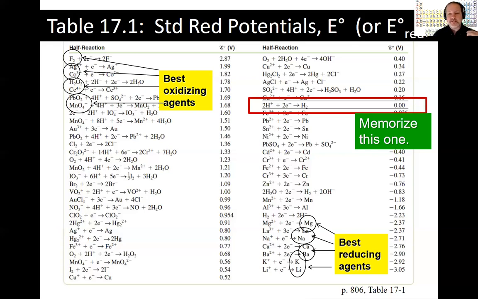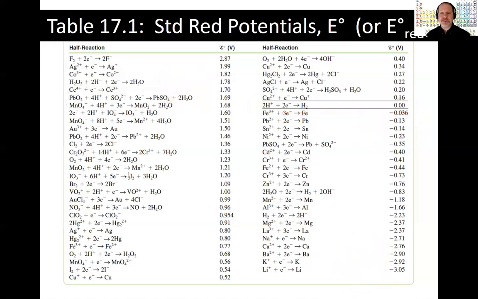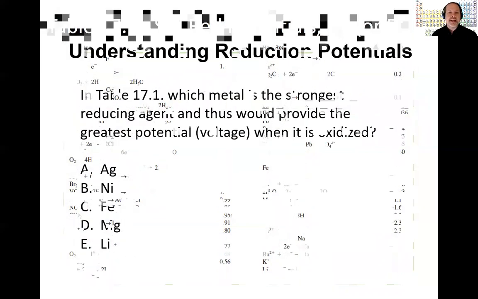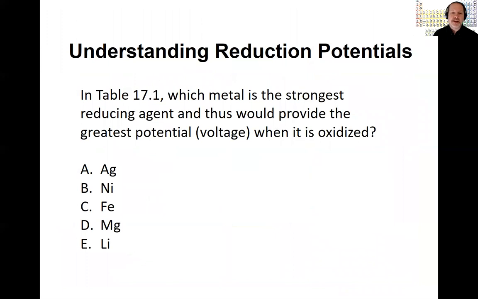Because the way that they're written right now, those metal ions produce the negative voltage. That is unlikely. Why? We're going to have to see the connection between voltage and free energy, and we will in just a few minutes. So this table is an important one to understand, so I leave it here for you to see it in all its glory. Now, we can ask questions like, which metal is the strongest reducing agent, which means it wants to be oxidized, and thus would provide the greatest potential voltage when it's oxidized? Which one of these metals?